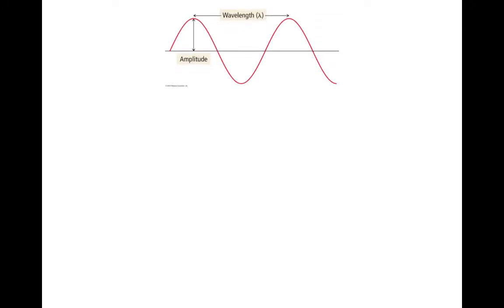So here we see a wave of light. We've got our wavelength going from crest to crest, and then we've got our amplitude right here, the height of that crest. And what we don't see here is frequency. If we imagine that our light wave is moving in that direction, we would count the number of crests that pass a certain point in a second, and that would be the frequency, the number of crests per second.